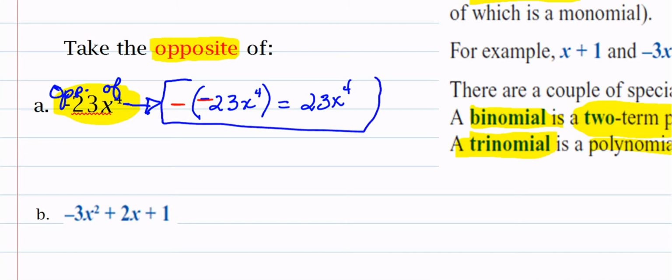So at any rate, let's look at part B. Now, doing what we did up top, if you're asked to take the opposite, let me write in red exactly what I'm doing. If I'm asked to find the opposite of this expression or this polynomial, what do I do? I'm going to put a negative sign outside of a set of parentheses, and inside the parentheses I'm going to put what I'm looking for the opposite of. I'm going to insert this polynomial.